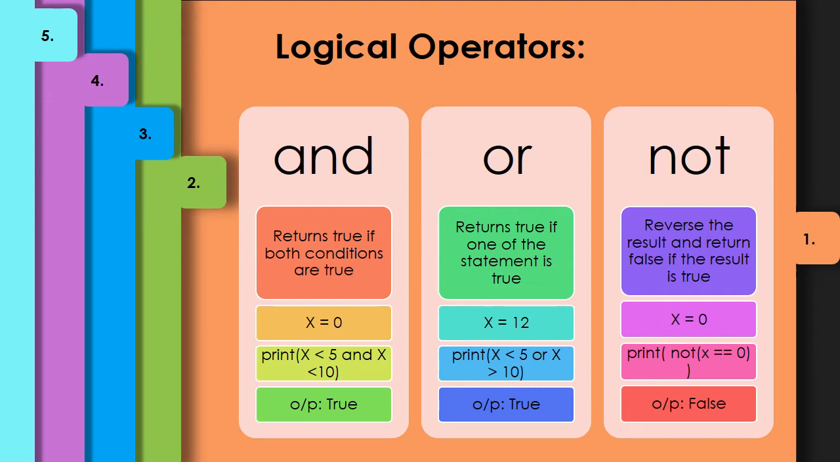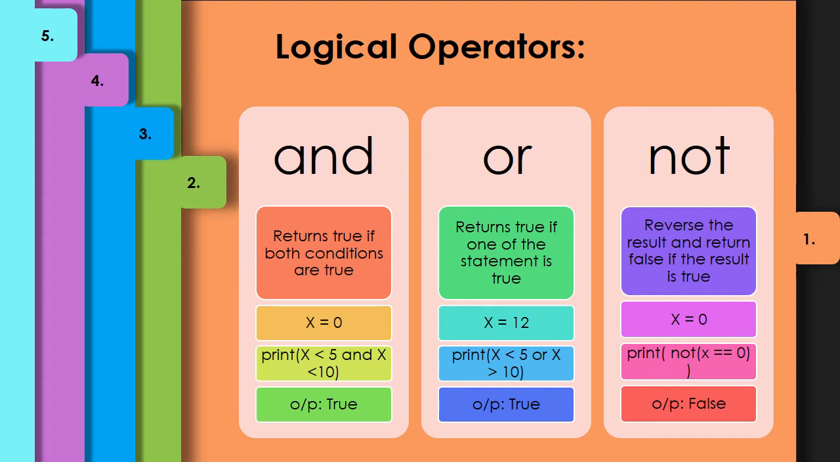Now the logical NOT operator. The logical NOT operator will reverse the result and return false if the result is true. It means if the condition is true, then it will return false, and if the condition is false, then it will return the true answer.